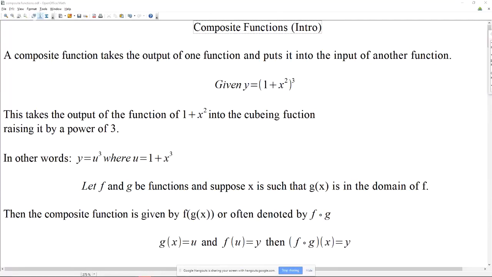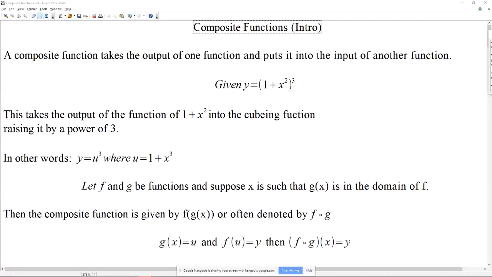Okay, so we're talking about composite functions, and again, just real quick, a composite function is taking the output of one function and sticking it into the input of the other. So here we have a function 1 plus x squared. Now that output, wherever that output is, we're going to put in the cubing function. So when you see something like x cubed, that literally is a function. That's a cubing function. X squared is a squaring function.